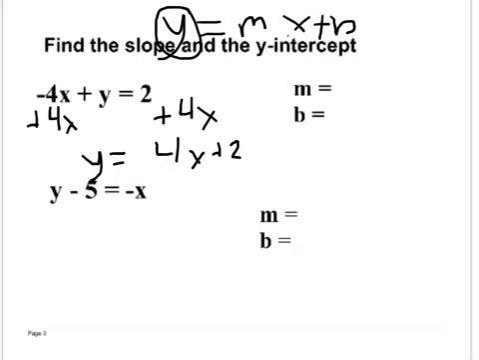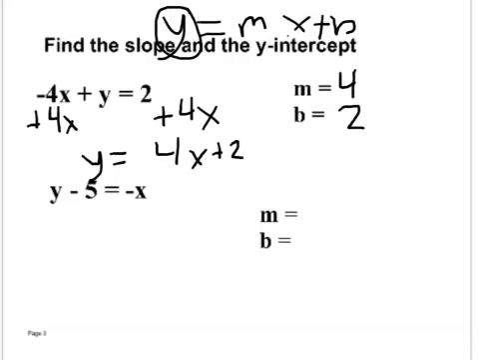Someone raise your hand and tell me what my slope of this line is, Pyle. 4. Good. Someone tell me what my y-intercept is. Braden? 2. So I want you to work the next problem. Y minus 5 equals -x. Go. To get y by itself, let's check your answers.